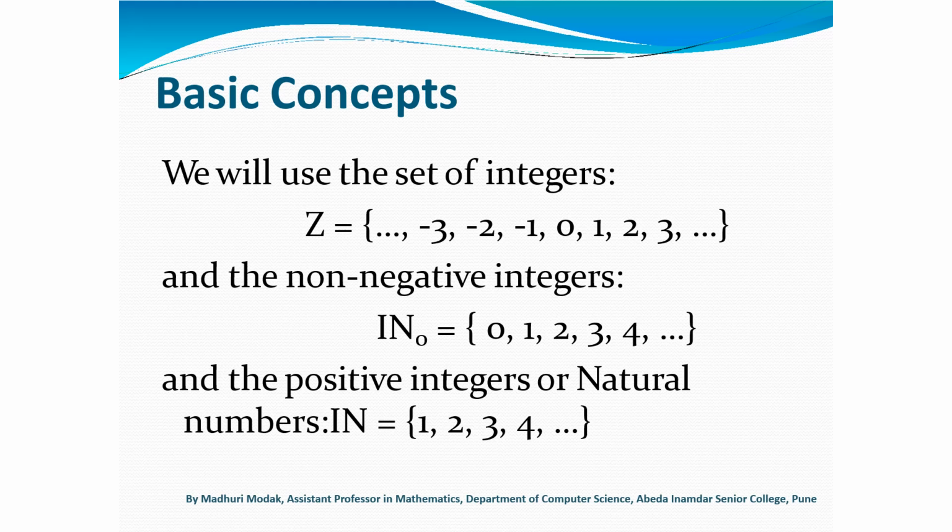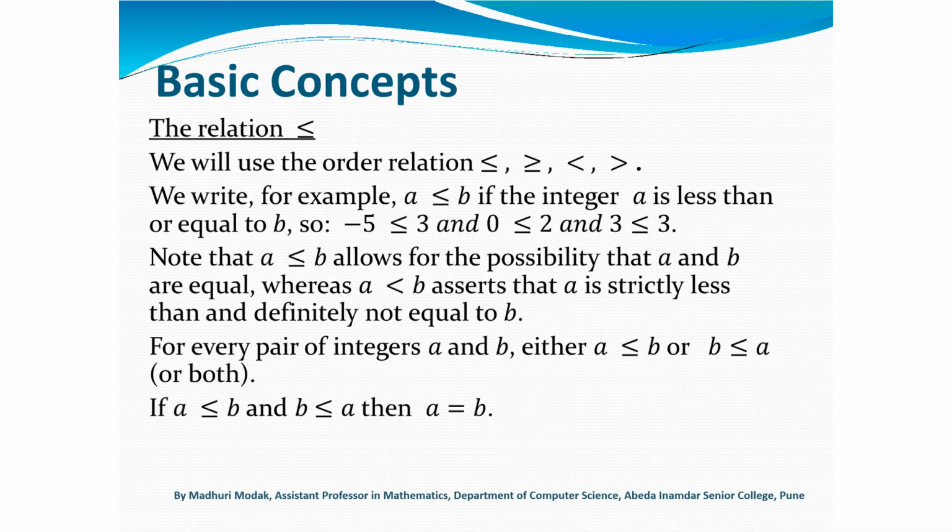Now separately we are defining here the set of non-negative integers, which is N naught. As the word suggests, non-negative integers. It means we are excluding negative integers from the integer set. So the set N naught contains 0, 1, 2, 3, 4 and so on. Next, the set of positive integers, that is nothing but the natural number set. It is denoted by N. So it contains the numbers 1, 2, 3, 4 and so on.